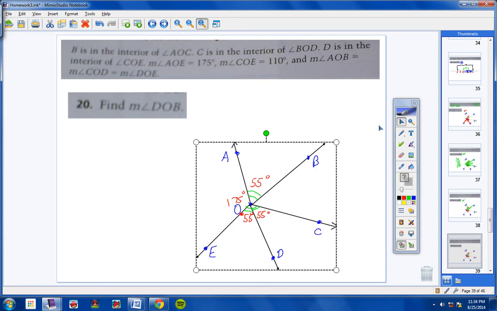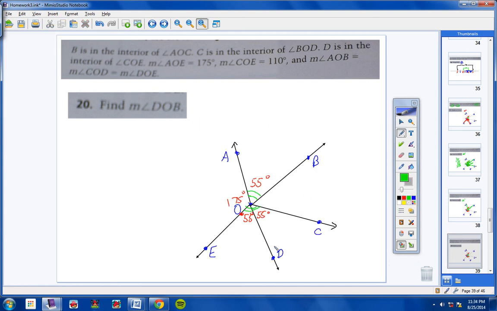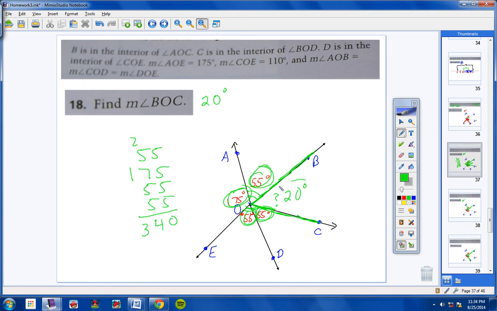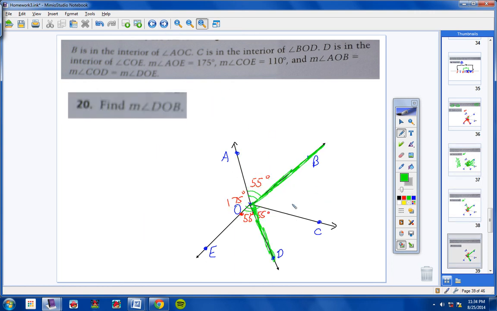Number 20, they want us to find the measurement of angle DOB. So here's D, up to O, and then up to B. So this angle right here. Now, a couple problems ago, we found this angle right here to be 20 degrees. So I'm going to go ahead and put 20 degrees right here. So if I want to find the measurement of this angle here, all that I have to do is take this angle here with one dot, which is 55 degrees, and this angle here with two dots, which is 20 degrees, and add those two together, and I will get the correct answer, which is 75 degrees.